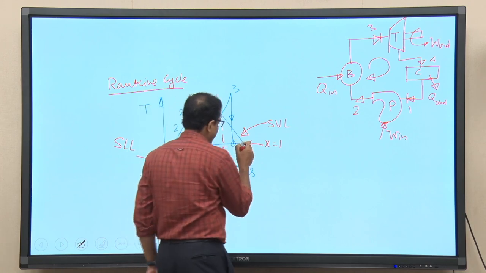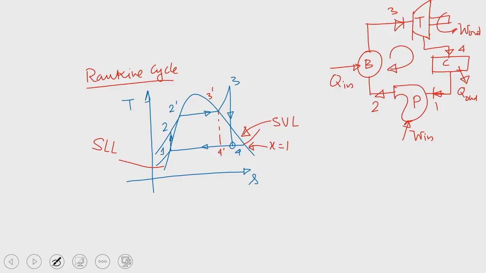And finally, the heat rejection is again not at constant temperature, rather it is constant pressure heat rejection, that is this point. So this pressure P3 equal to P2 equal to P boiler, and this pressure, that is P4 equal to P1, equal to P condenser. Okay. So constant pressure heat rejection.